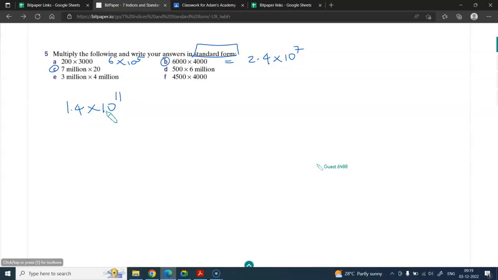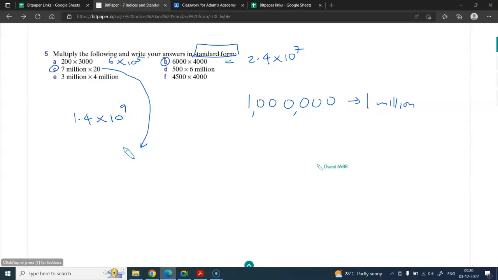Yes. Sure. A million has 9 zeros. 1 million is 1 followed by 6 zeros. That's 1 million. So 1.4 times 10 to the power of 9. Tell me the step before this.